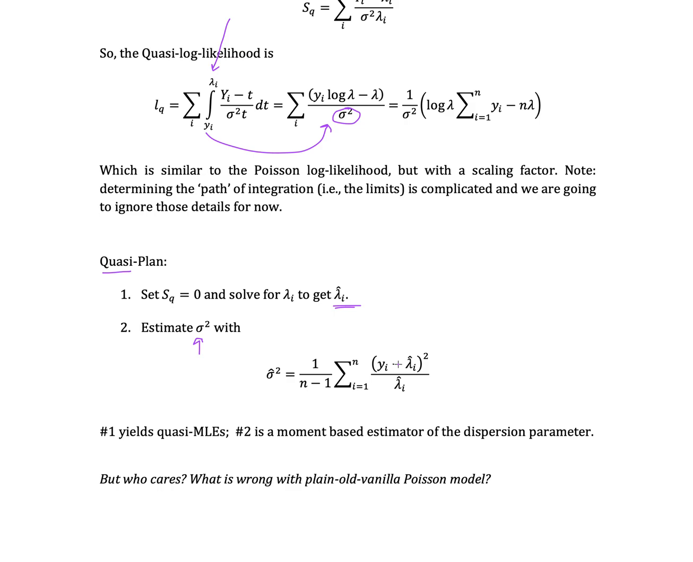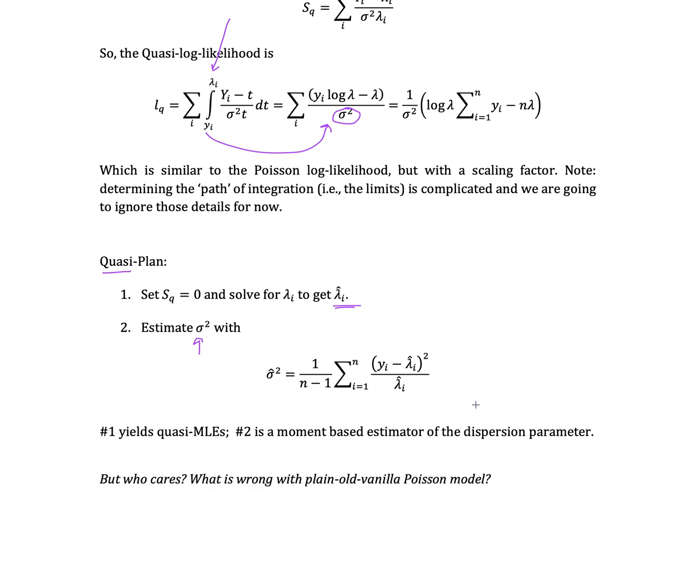And so number one yields quasi-MLEs because you're finding the estimate that maximizes the quasi-likelihood. And number two is a pretty standard moment-based estimator for the dispersion parameter. It looks like a scaled variance, basically.